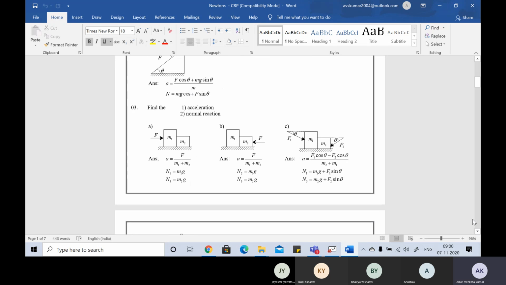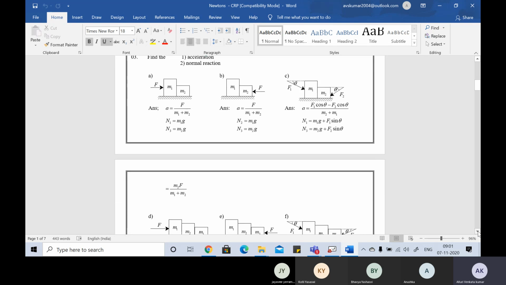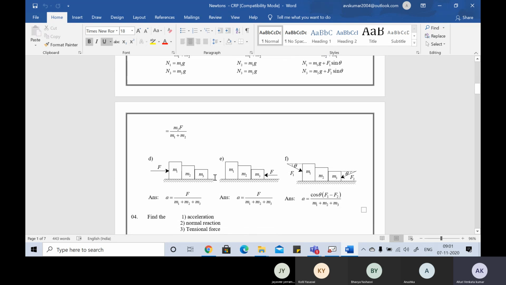And third case is there are two forces. Two blocks M1 and M2, which is up. There is a force F1 towards the right side, and force is applied towards the left side, and M1 and M2 forces at an angle theta. This problem we have solved today, correct or not? And here three blocks also, same model. M1, M2, M3. Forces F and F. Will you be able to solve?